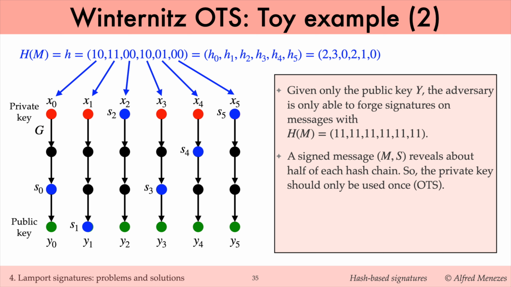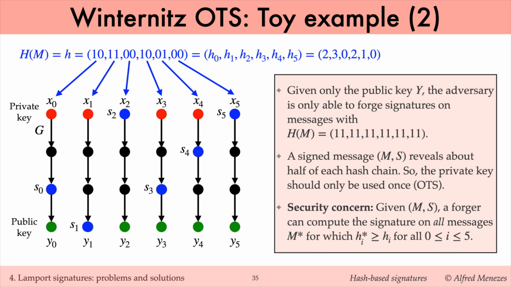Now, suppose that an adversary obtains one signed message. The signature reveals about half the elements in each hash chain on average. These are the blue dots in the figure and all dots beneath them. Additional signed messages will reveal more and more of each hash chain. Thus, Alice should only use her private key to sign one message.